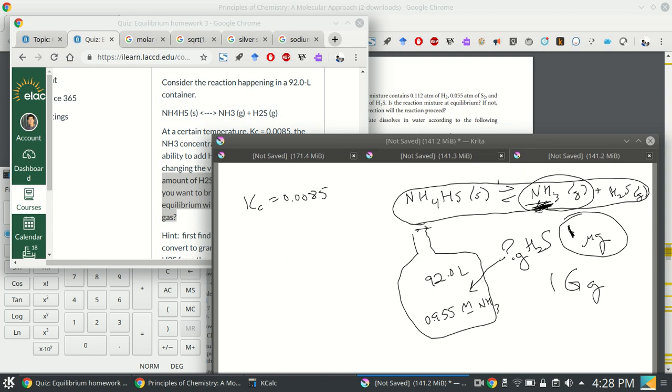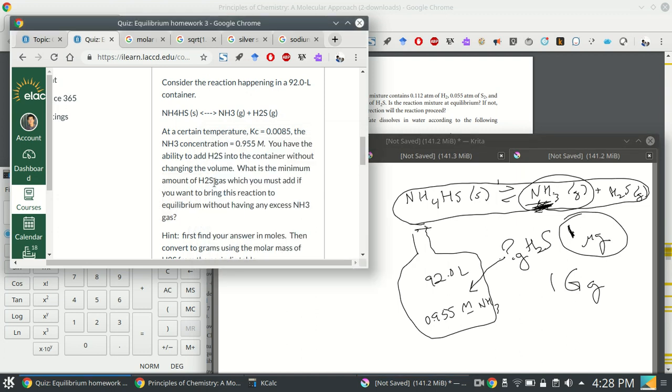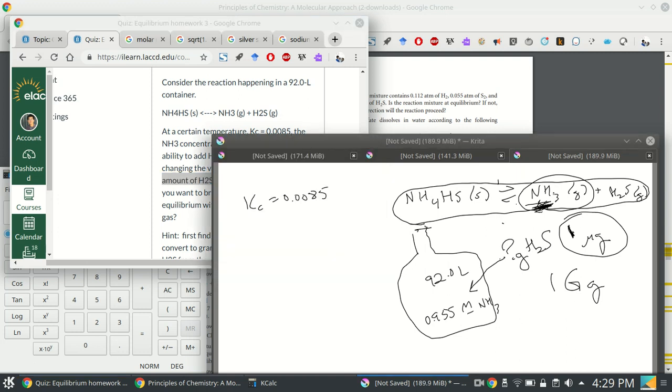Yeah, smarty pants, that's not going to work, because my question is, what is the minimum amount of H2S gas which you must add? So I'm telling you, you got to take into consideration the actual amount of ammonia gas you have here, right? And you need to stoichiometrically determine how much H2S you need to use all of that to bring this to equilibrium. You know what I'm saying? I want this to be at equilibrium, using the minimum amount of H2S and using all of the available ammonia gas, but at equilibrium.